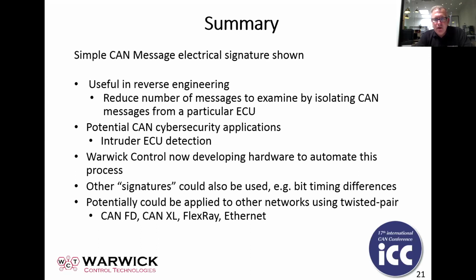We have not looked at this yet, but potentially this could be applied to other networks which use twisted pair type wiring and differential signaling, such as CAN-FD and CAN-XL and FlexRay, Ethernet type applications. The key point is we're looking for that very small voltage difference in the unique parts of the message frame, which are unique to that particular ECU.